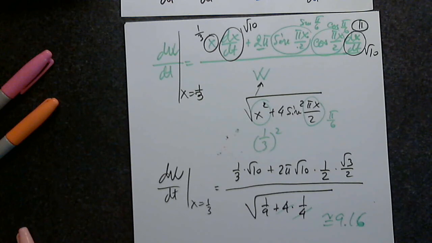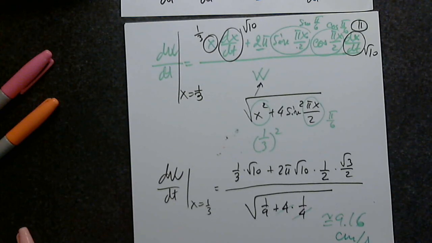Any questions? It means nothing if it does not have a measurement unit. What is the measurement unit? Centimeters per second. Very good. It's a distance. Excellent. Questions?